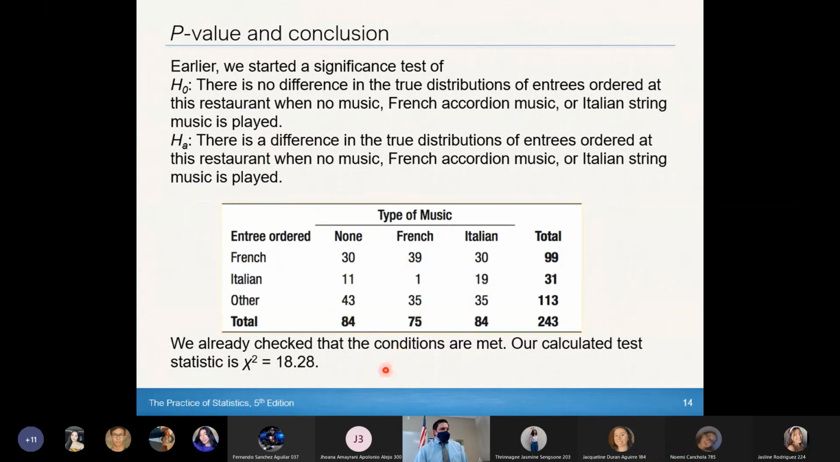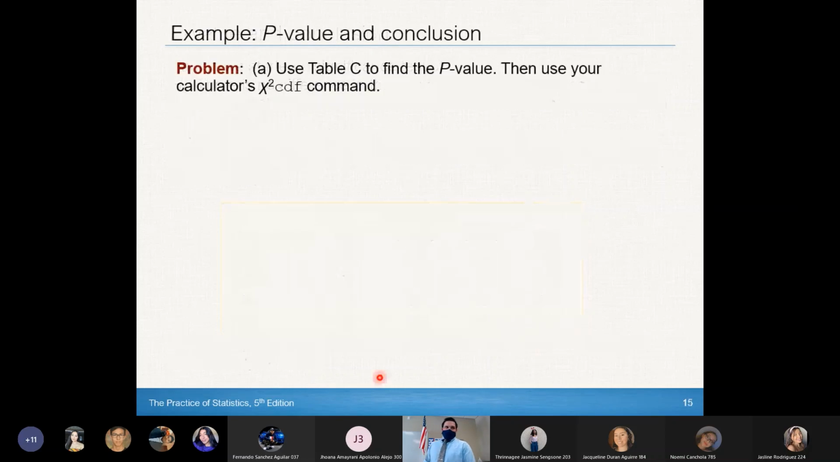We have our observed stuff here, and then we already checked that the conditions are met, and our calculated test statistic is chi-squared equaling 18.28. So next we're going to use table C to find the p-value. Then it'll show the command and how to use this on your calculator.